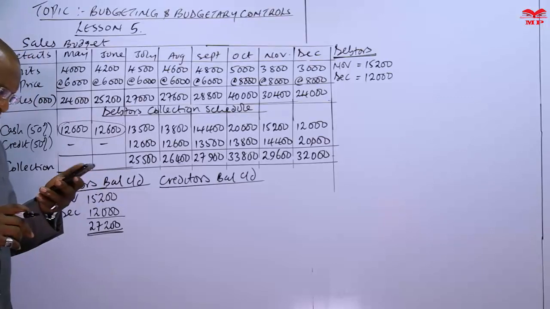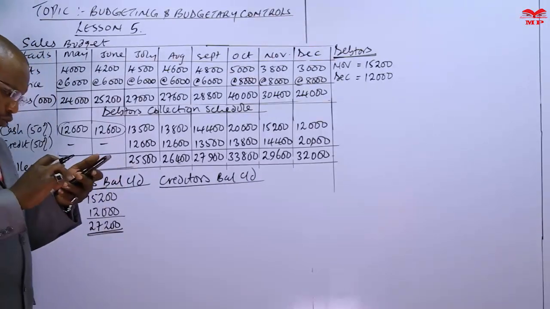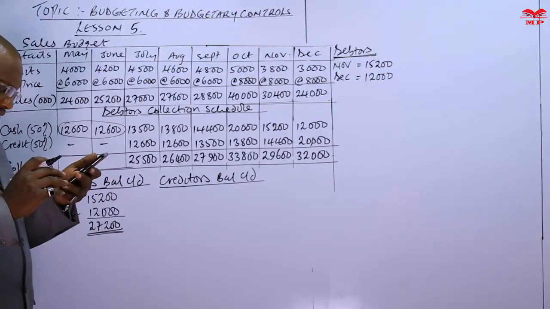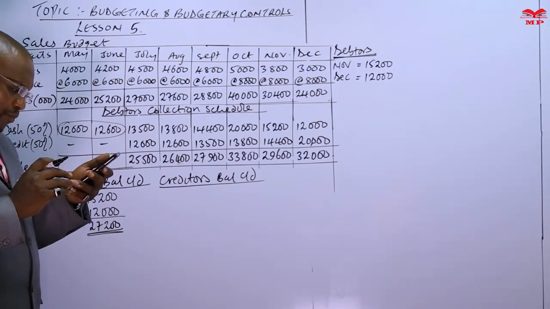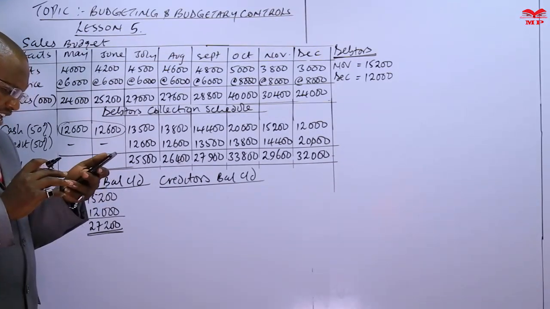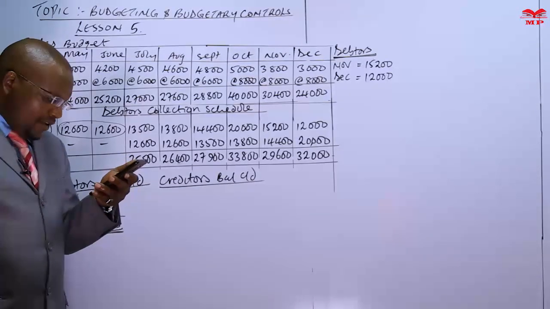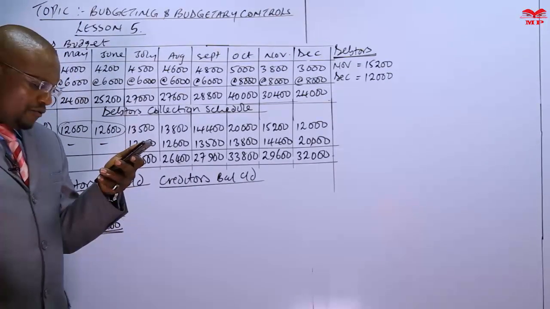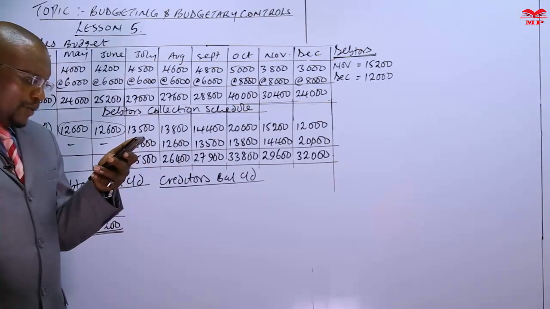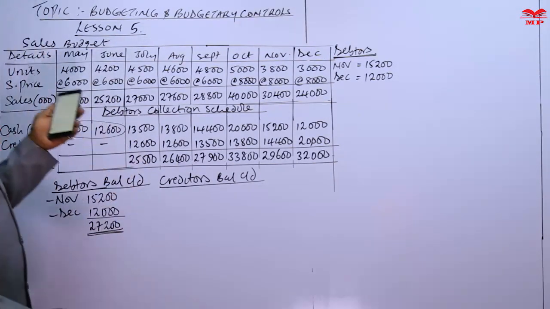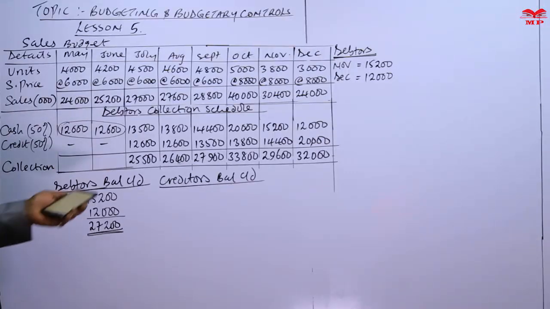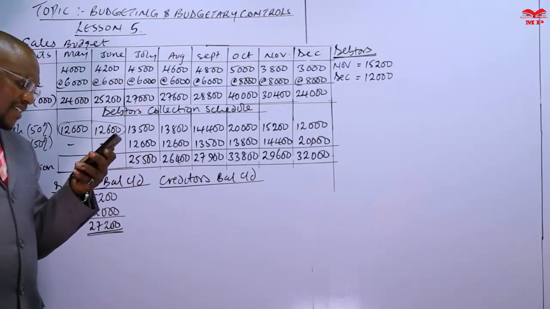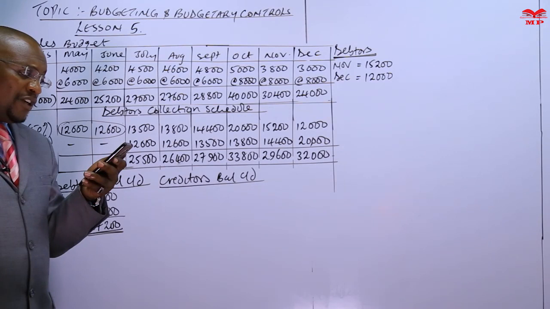Creditors balance carried down. We are not told when we are to pay, but at least we are told in information number 4 that purchases are paid 2 months after the month of purchase. So we expect the purchases for the months of May and June to be paid. May and June purchases are 25,000, which is equivalent to the creditors.